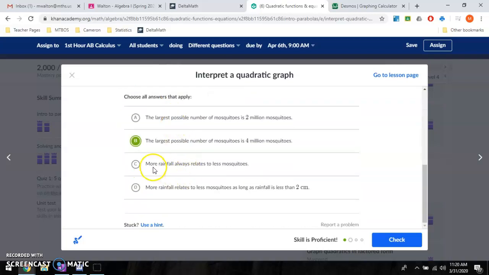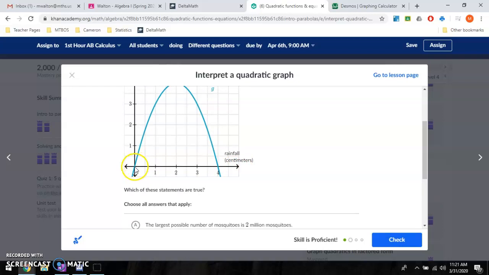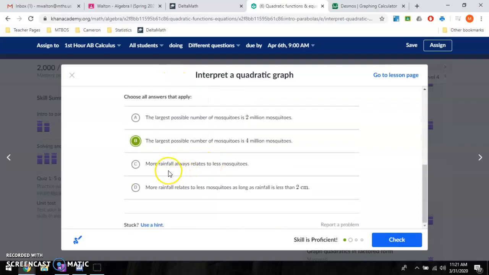Nice work. Alright, more rainfall always relates to less mosquitoes. Well, no, that's not true. It's raining more and our mosquitoes are increasing, but then it reaches a point where it decreases. So no, this isn't always decreasing or always increasing. More rainfall always relates to less mosquitoes. No, that's not true.